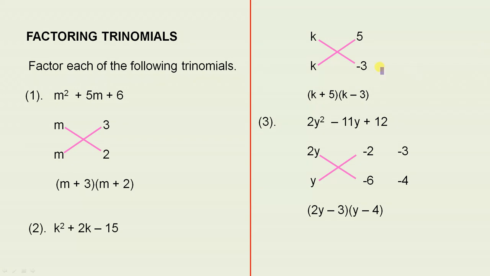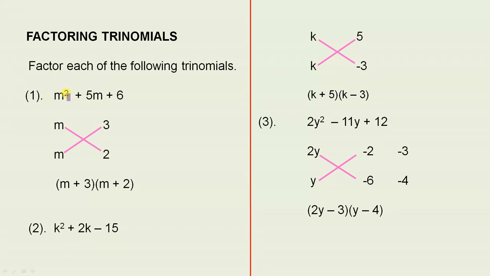Factoring trinomials. Factor each of the following trinomials. The first one is m squared plus 5m plus 6. Now that is called a trinomial because there are three terms. Now we have to write that expression there using grouping symbols. That's what it means by factoring.